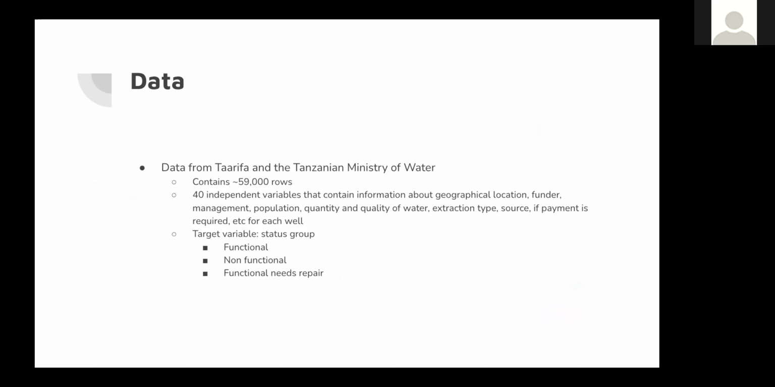It contained around 59,000 rows and 40 independent variables with information on geographical location, funder, management, population around the well, quality and quantity of the water, how the water is extracted, the source, and if payment was required. Our target variables were whether the well was functional, non-functional, or if it needed repair.